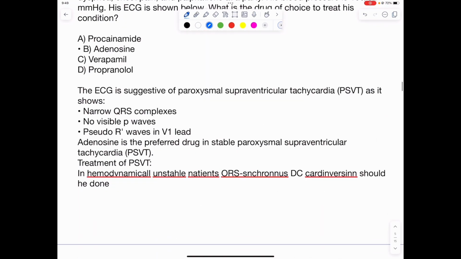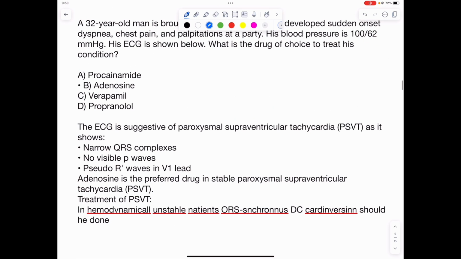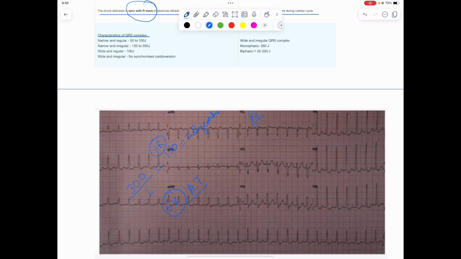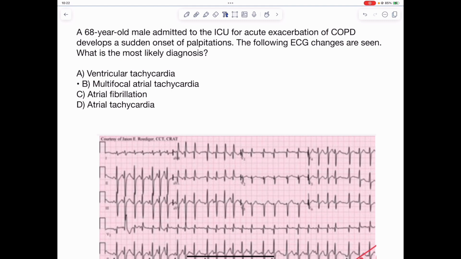And what are the other ECG features that help you identify that it is PSVT? That is pseudo R prime present in lead V1. Now this is the second question. A 68-year-old man admitted to the ICU for acute exacerbation of COPD develops a sudden onset of palpitation. The following ECG changes are seen. What is the most likely diagnosis?